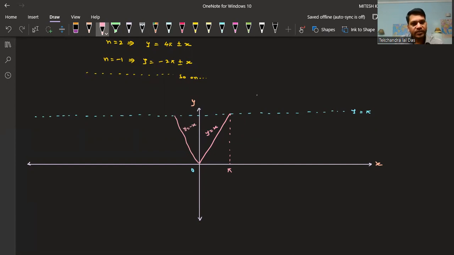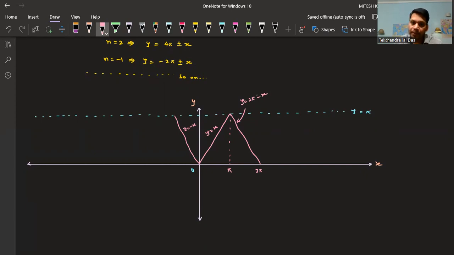Okay, next is for n equal to 1, y equal to 2 pi plus minus x. So 2 pi plus x or 2 pi minus x can be drawn like this. See this branch. Okay, and clearly this is 2 pi. So this graph is y equal to 2 pi minus x. Okay, we can check here. For x equal to pi, this value is pi, no? Y equal to pi. So definitely this graph will be like this.